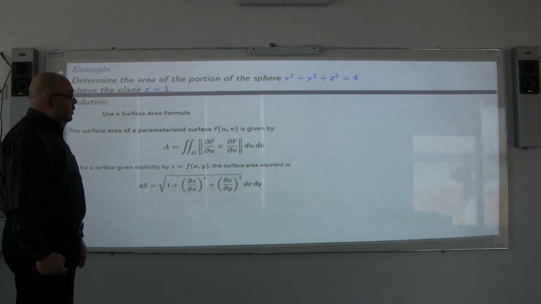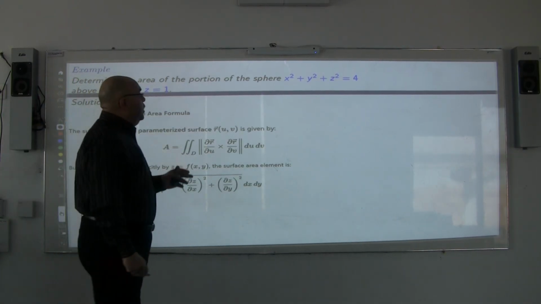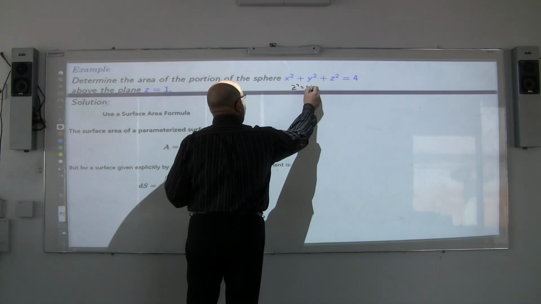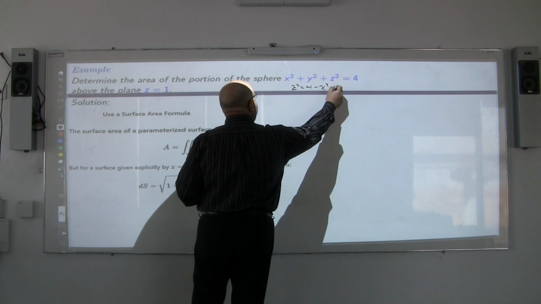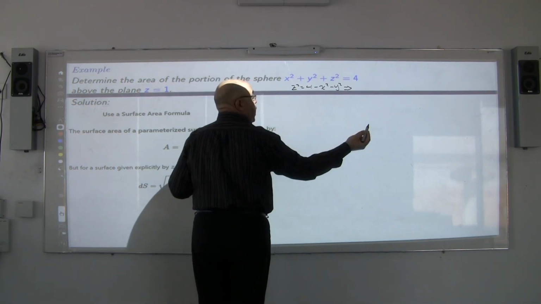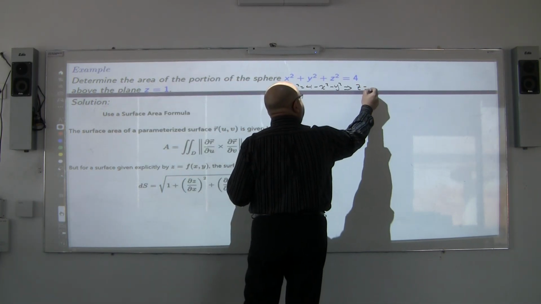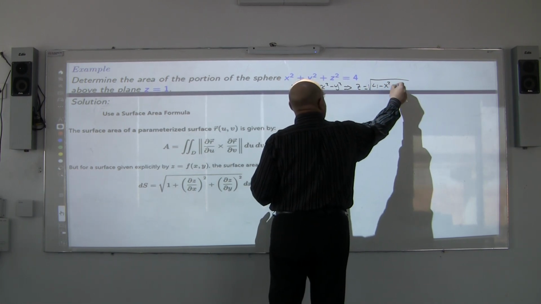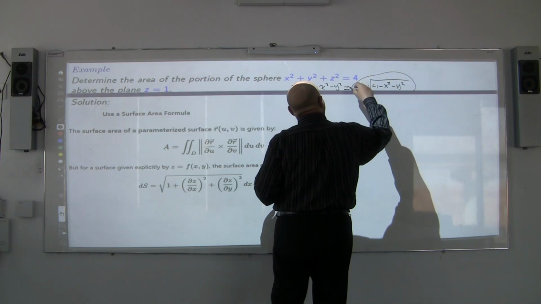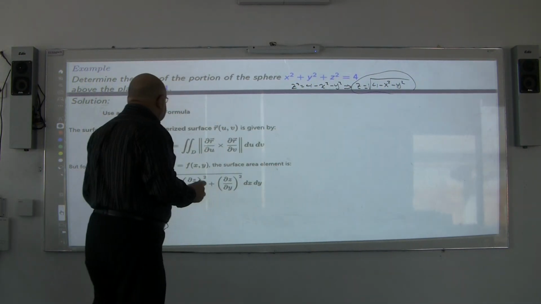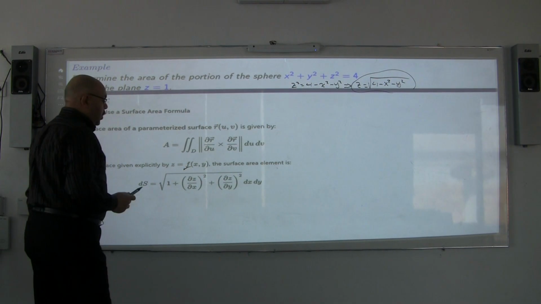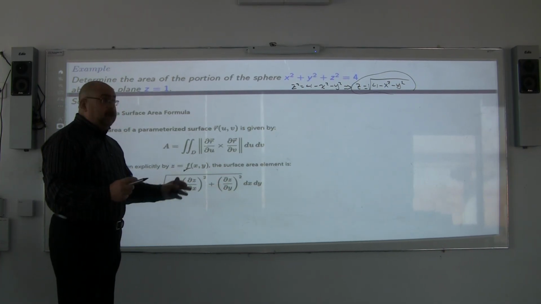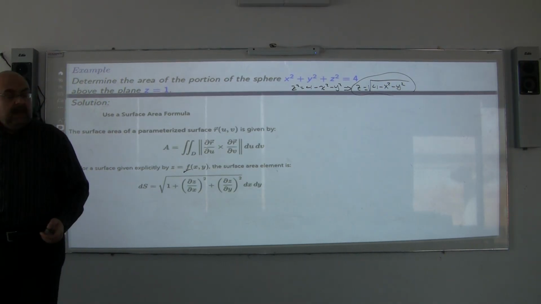If you remember, from here I can get very smoothly that z squared will equal 4 minus x squared minus y squared, which is simply z equal to the square root of 4 minus x squared minus y squared. Now I have z as a function of x and y, and will be able to smoothly evaluate these partial derivatives, as we will see.